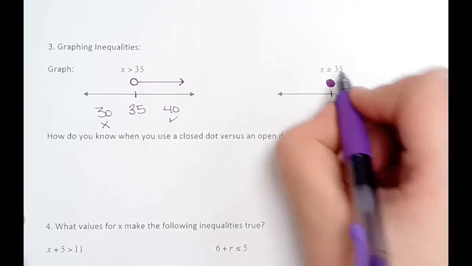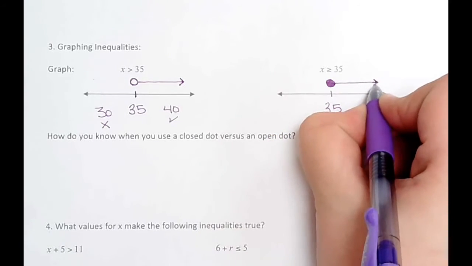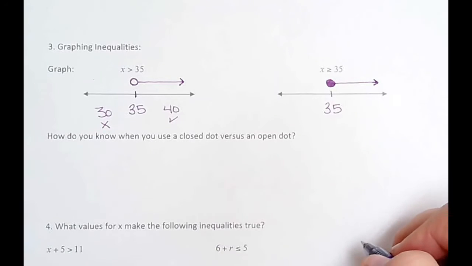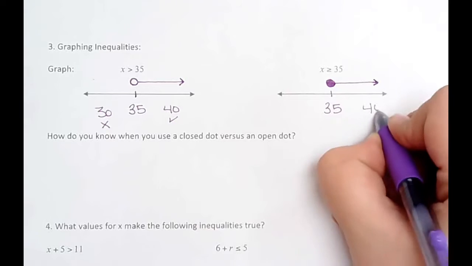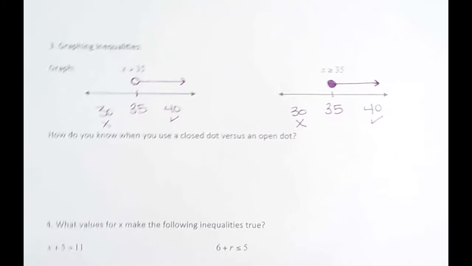Everything else remains the same. X still has to be greater than 35, so I still have to draw my arrow going greater than 35. 40 still works, 30 still does not work, so my arrow doesn't change.